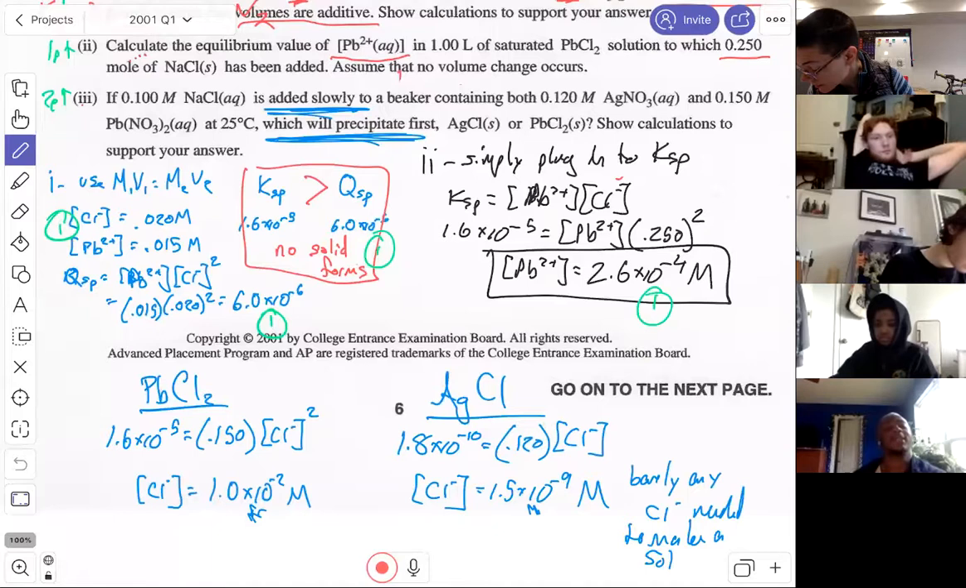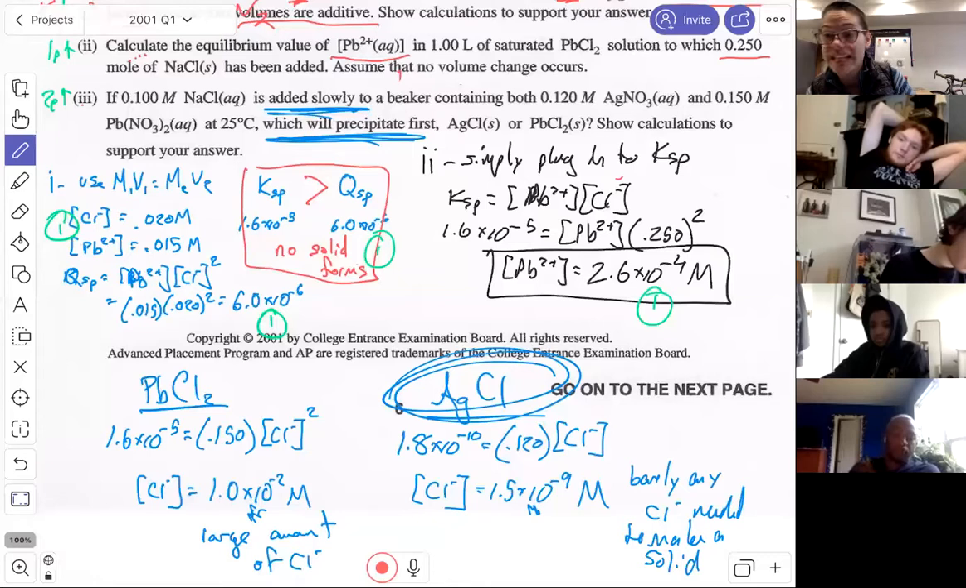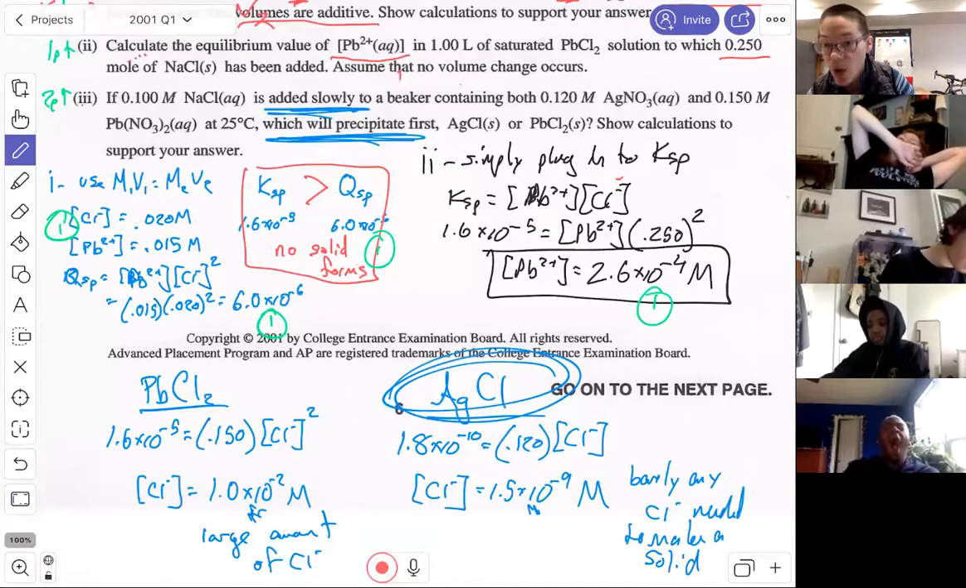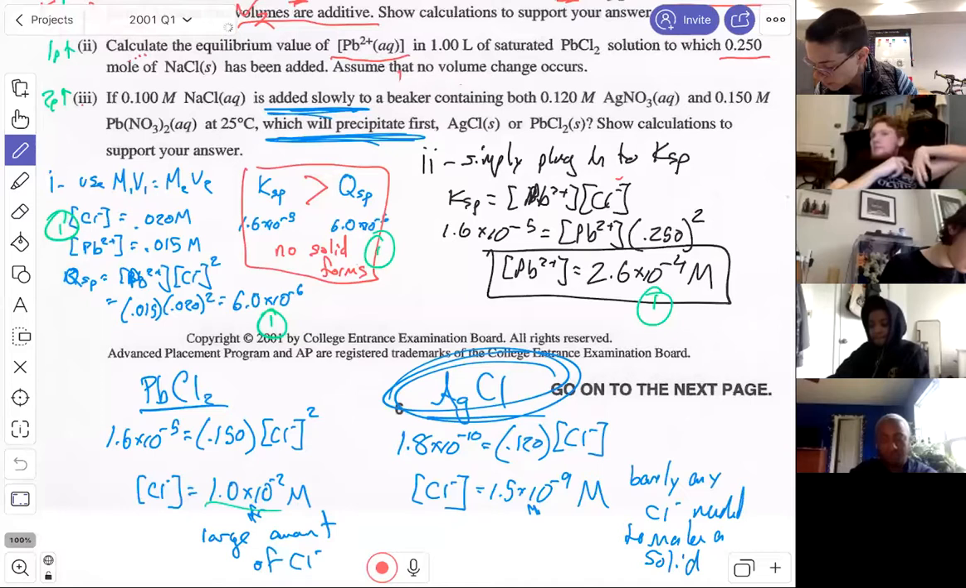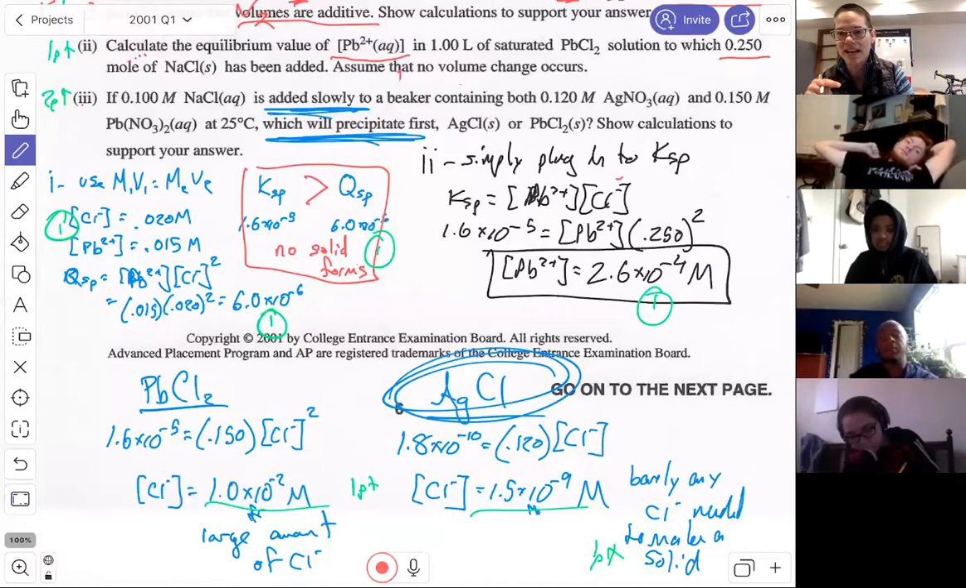Oh, okay. Yeah, I approached it wrong. This is actually a large amount of chloride. So I need a lot more chloride to make the lead make a solid. I need a small amount of chloride to make the Ag make a solid. Okay. So here they were assigning 1 point to get those concentrations and then 1 point to make the correct determination. A lot of people get the concentrations but then make the opposite designation.